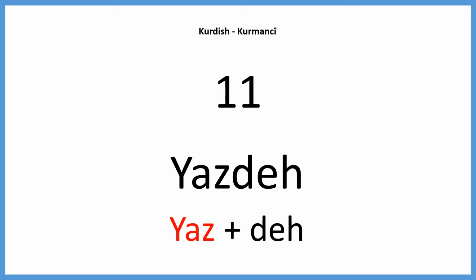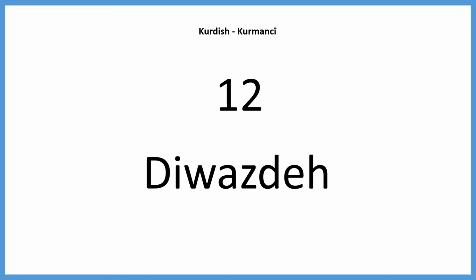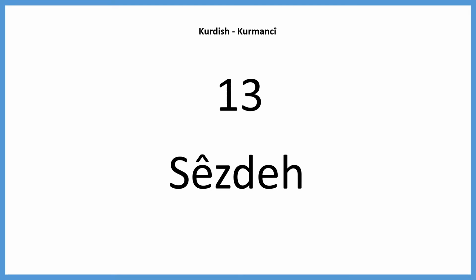For example, the number 11 would have yaz, representing yek, the number 1, followed by the suffix de. So, 11 would be yazde. 12. Duazde. 13. Sezde. 14. Çarde. 15. Pazde.